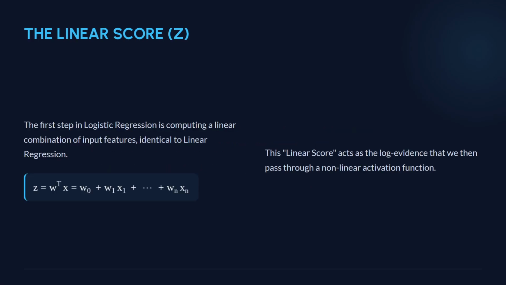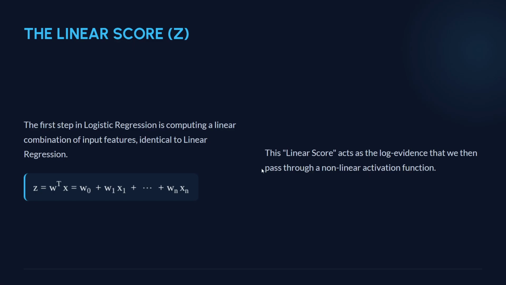Now the linear score Z. The first step in logistic regression is computing a linear combination of input features, identical to linear regression. Here you can see that we are doing the same as what we were doing in linear regression. This is called the linear score, which we compute by multiplying the weight matrix with the input features. So we get this equation.